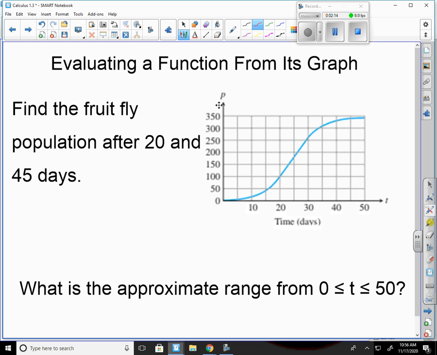Evaluating a function from its graph. I'll give you time to write this down. If we look at the graph, the fruit fly population after 20 days is 100. And what about after 45 days? You can call that whatever we want. We can say 340.